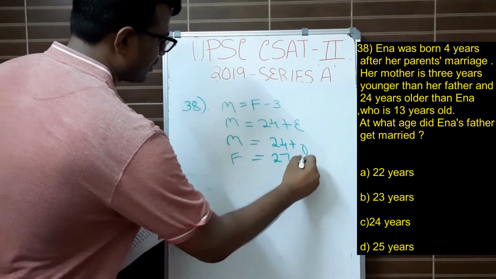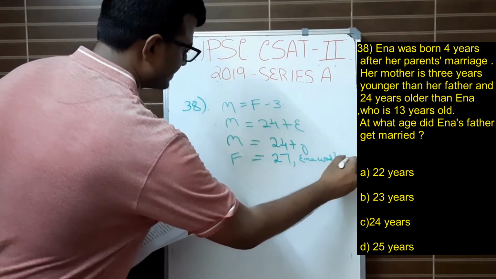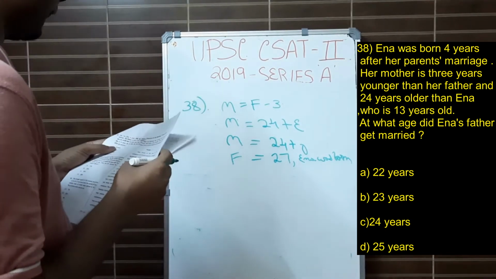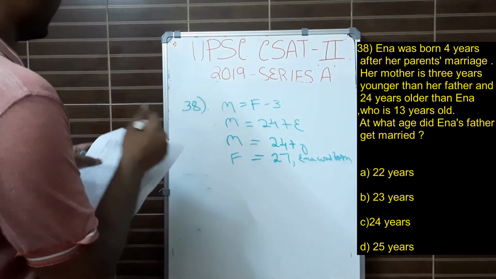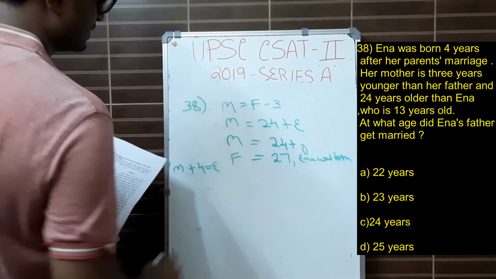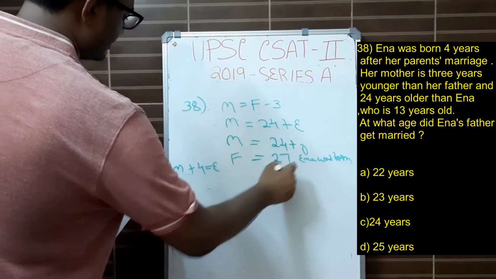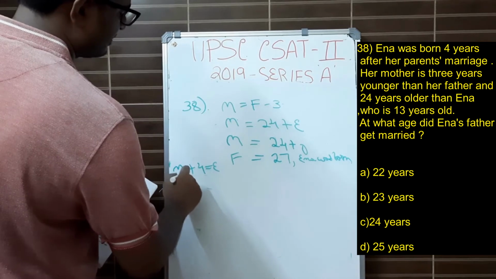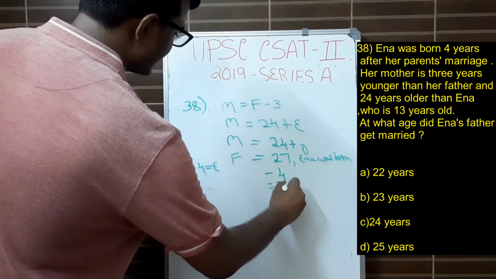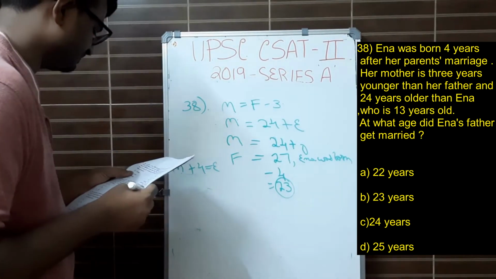But this is when Anna was born. This is where it gets a bit confusing. They are asking at what age did Anna's father get married? Anna's parents get married, and after 4 years, Anna is born. This father is 27 years old when Anna is born, but they want the time when Anna's parents got married. So the answer is 27 minus 4, that is 23, which is given in option B.